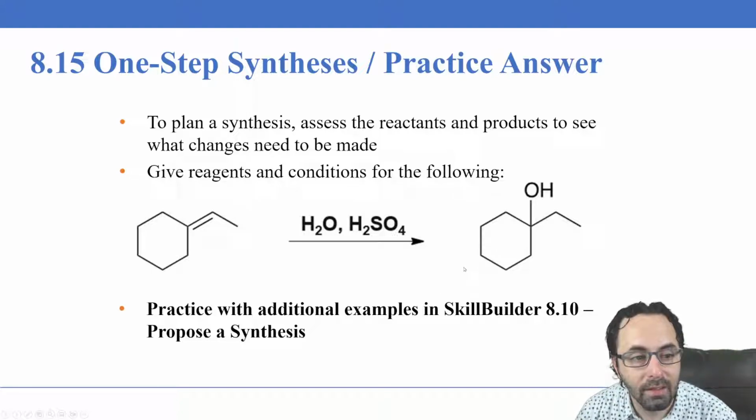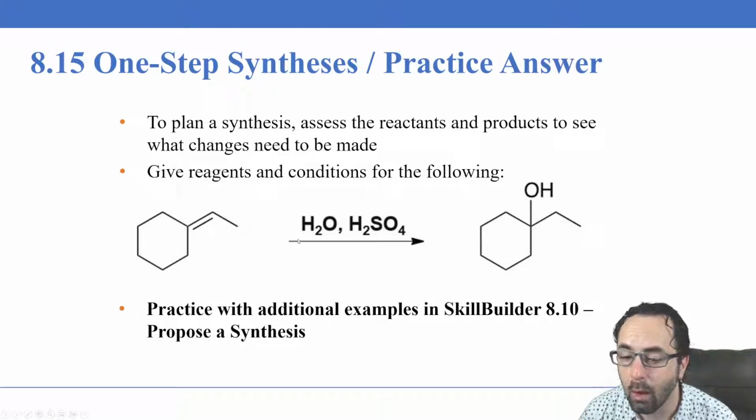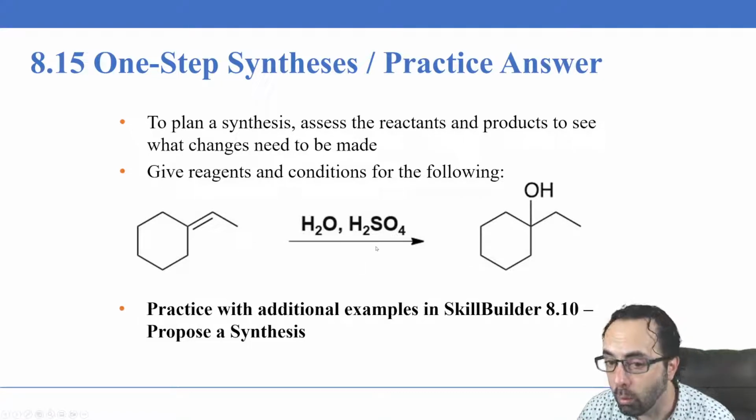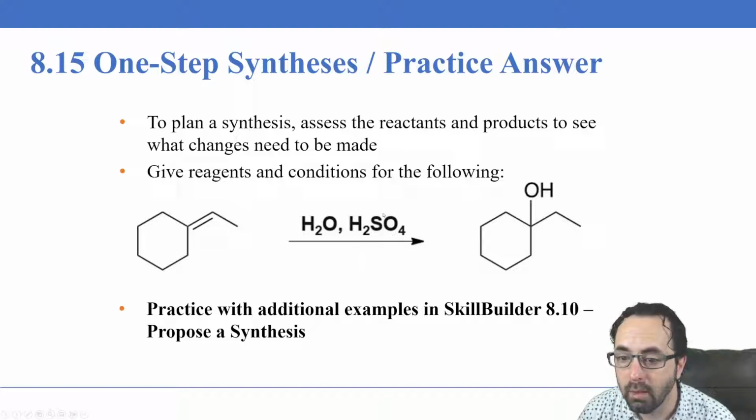Most realistic syntheses have many, many steps. So we have to think about what would happen if we needed more than one step as well. But this is simple enough. We just put in the reagents that will take us from our reactant molecule to the product molecule.